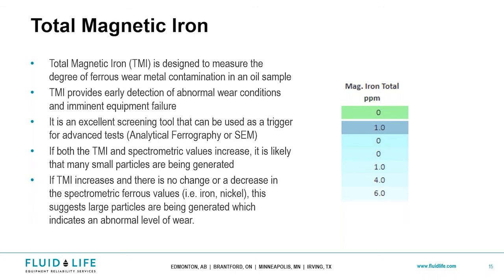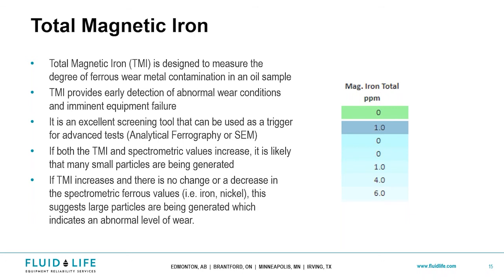So just going back to TMI here, TMI provides early detection of your abnormal wear conditions, your imminent equipment failure. It's really good at screening for things that can trigger advanced testing. Like mentioned before, there's analytical ferrography or scanning electron microscope, or SEM. Those are other ways that you can dive a little bit deeper than just this one figure here. You can get pictures, distribution, sizing, classification, some things that are a deeper look at the nature of what's going on there. But this is a great starting point.